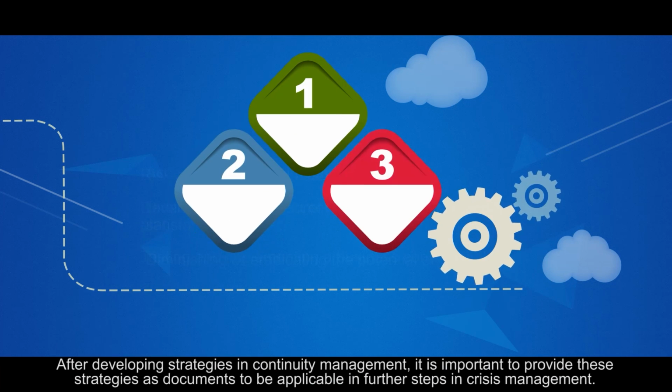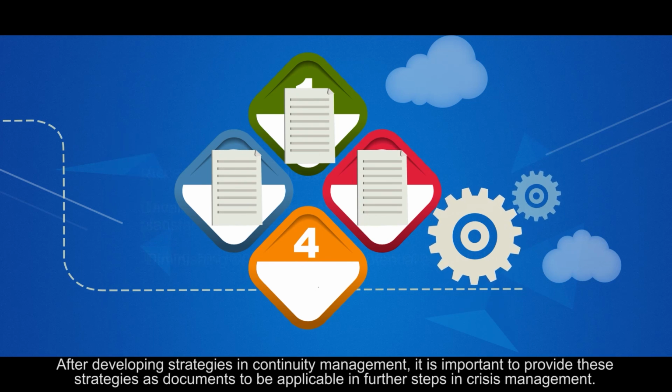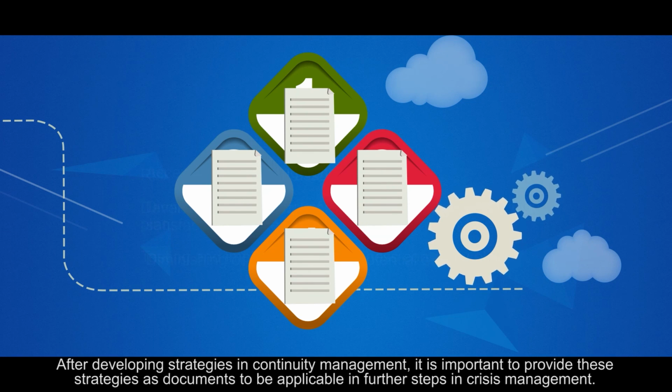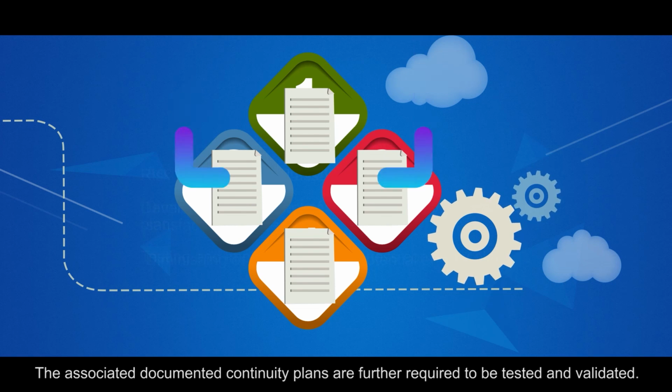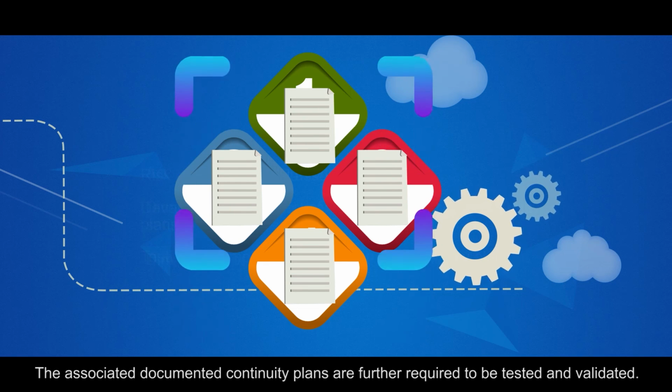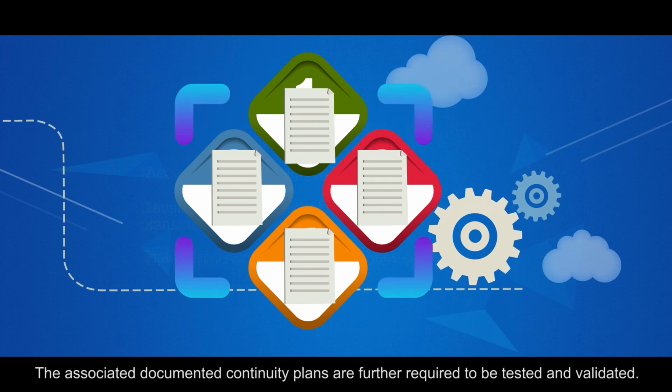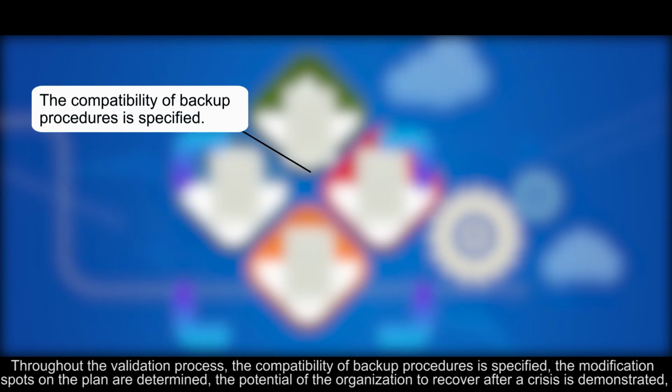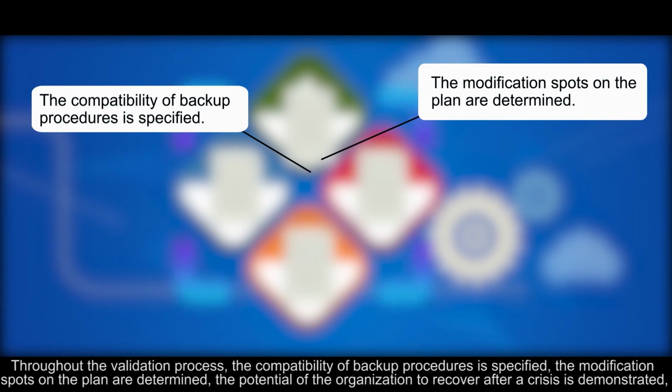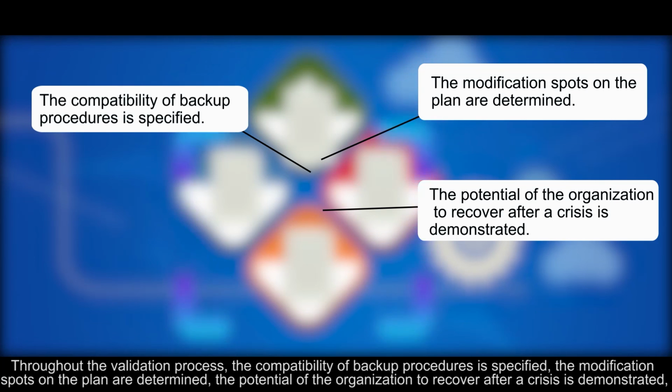After developing strategies in continuity management, it is important to provide these strategies as documents to be applicable in further steps in crisis management. The associated documented continuity plans are further required to be tested and validated. Throughout the validation process, the compatibility of backup procedures is specified, the modification spots on the plan are determined, and the potential of the organization to recover after a crisis is demonstrated.